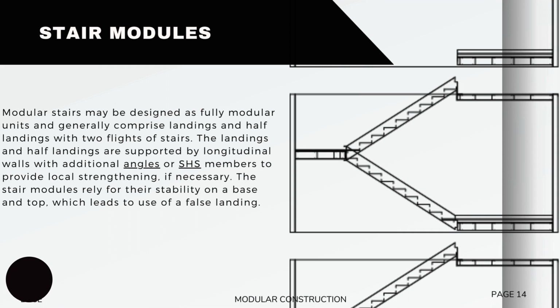It can be designed as fully modular units and generally comprise landings and half landings with two flights of stairs. It can be supported by longitudinal walls with additional angles or SHS members to provide local strengthening if necessary. The stair modules rely for their stability on a base, on top of which leads to use of a false landing.